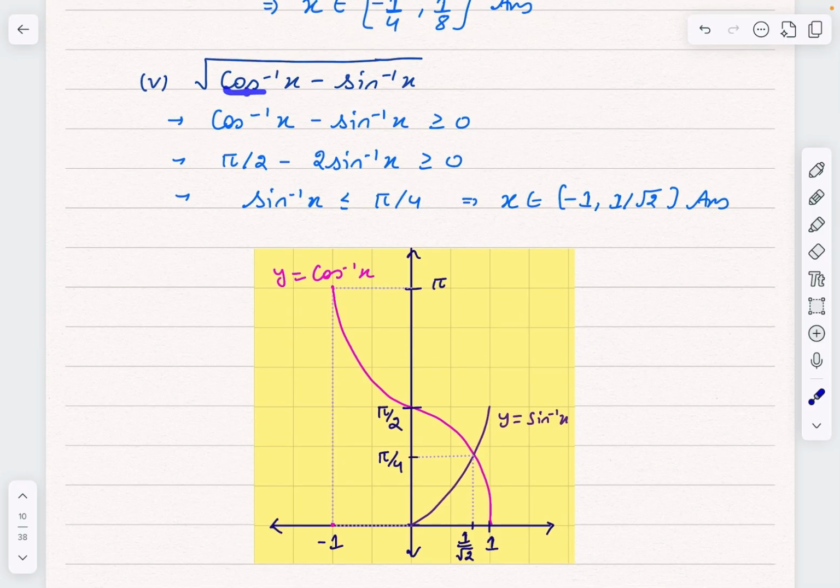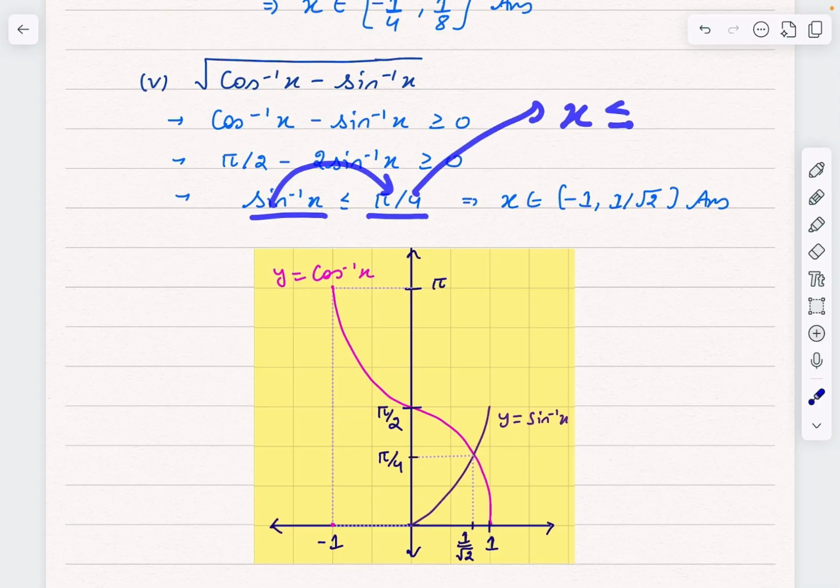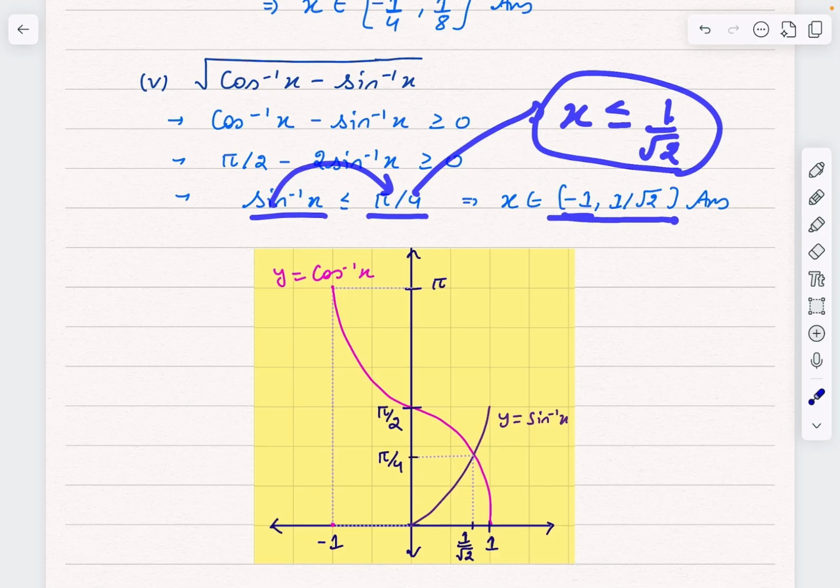Next we have square root of cos inverse x minus sine inverse x. The thing inside square root should be greater than or equal to 0, and x obviously should lie between minus 1 to 1. So cos inverse x you can write as pi by 2 minus sine inverse x, which will become pi by 2 minus 2 sine inverse x greater than or equal to 0. So sine inverse x will be less than or equal to pi by 4. If you take sine to that side, you know sine is an increasing function, so the inequality will be the same. So we get x less than or equal to sine pi by 4, which is 1 by square root 2. So the maximum value of x is 1 by square root 2, the minimum can be minus 1, so x lies between minus 1 to 1 by square root 2.